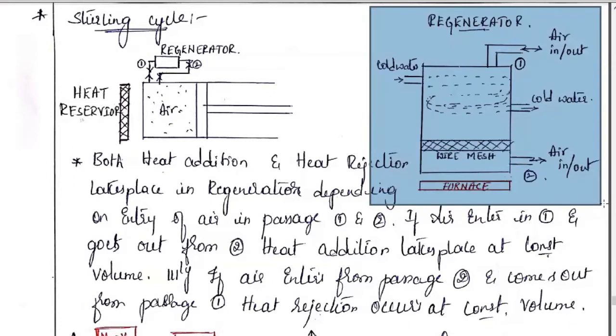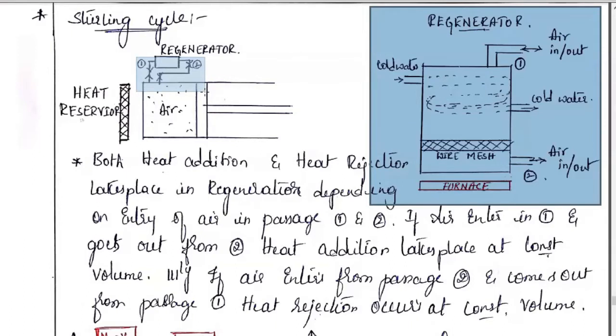Check out here. This regenerator has 2 compartments. One compartment is completely with water, and another compartment is with air. The regenerator at the base contains a furnace. Now what happens during the working condition of the regenerator? To understand this concept, come over here and check out the regenerator points. The regenerator has 2 points, point 1 and point 2.